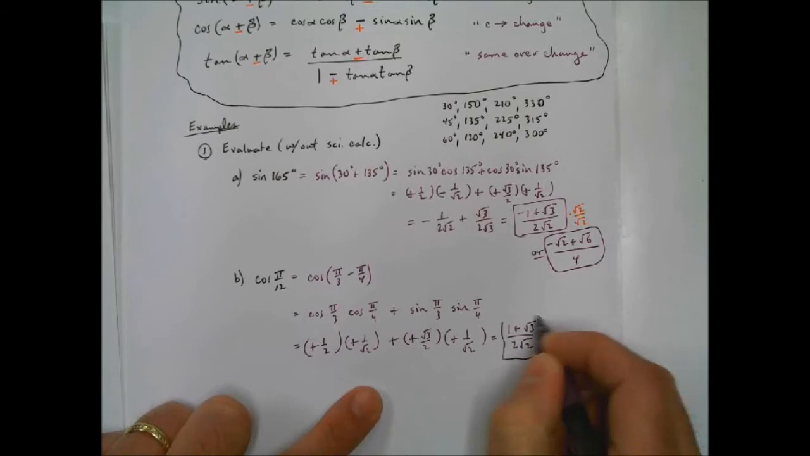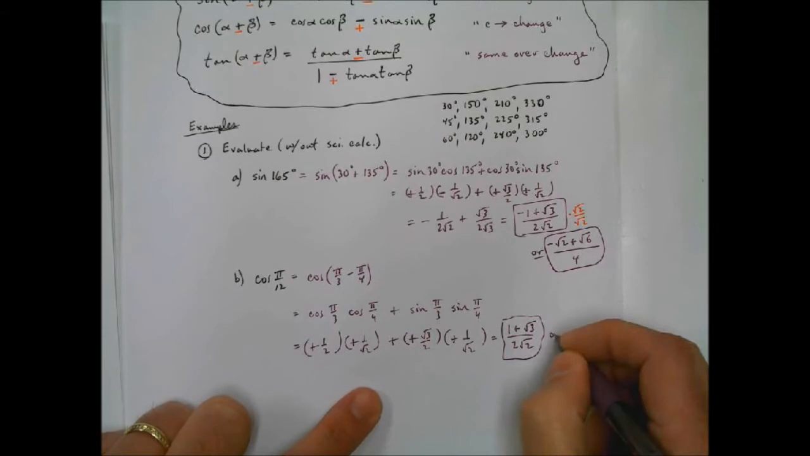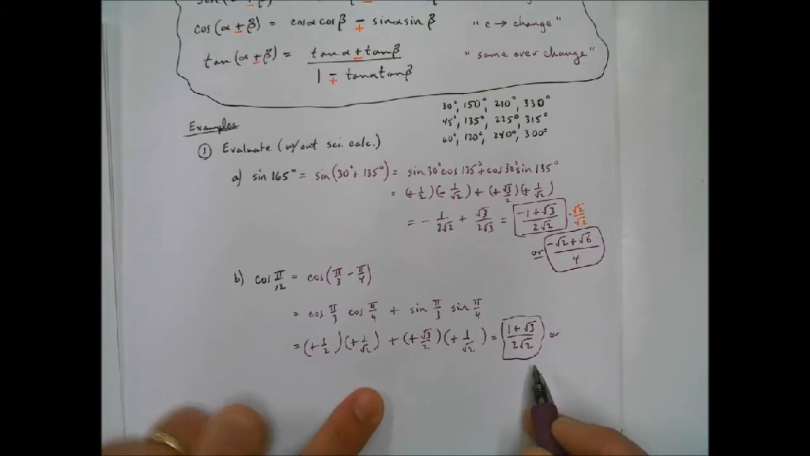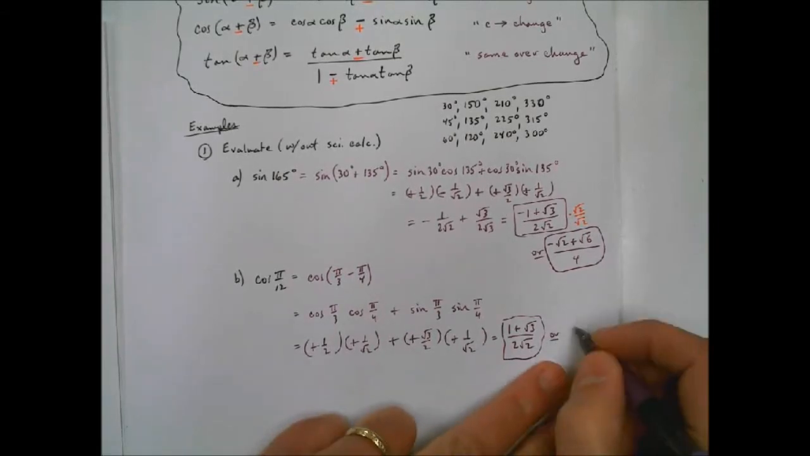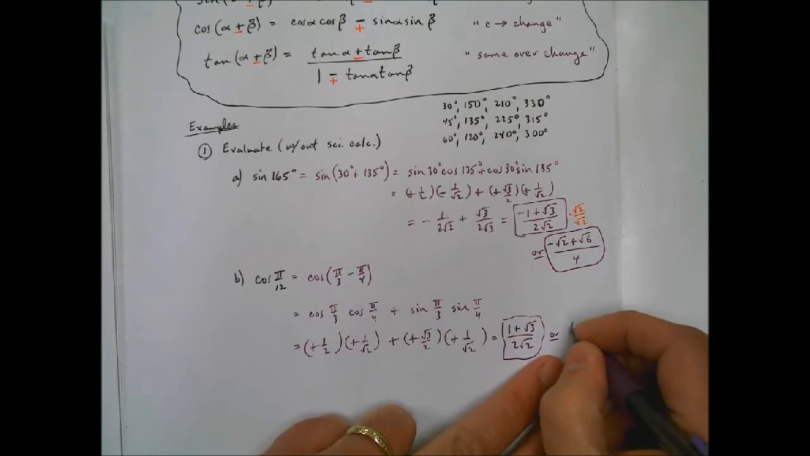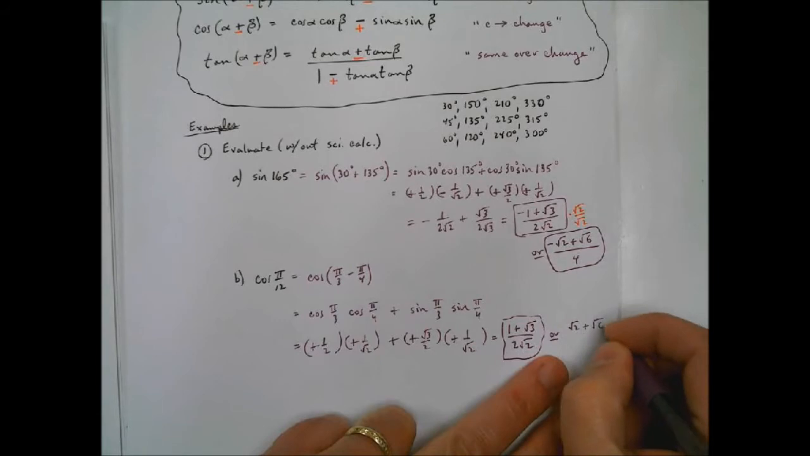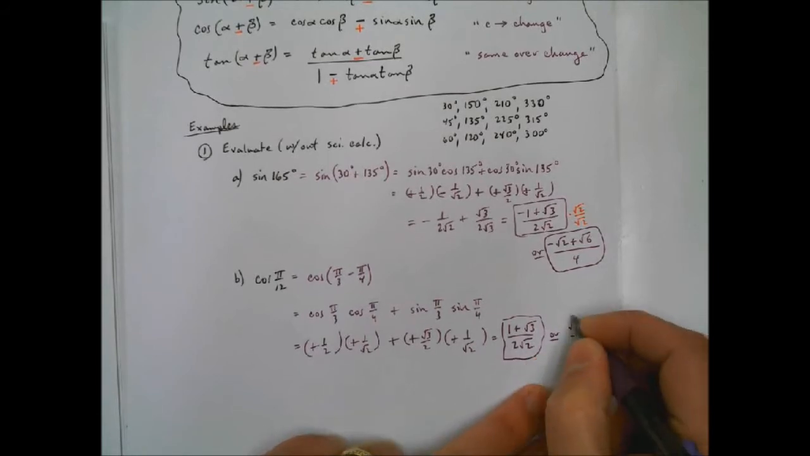Again, which is not a problem, but we should be ready to rationalize it and recognize it if we need to at a moment's notice. Multiply by √2 top and bottom, and you would get √2 plus √6 all over 4.